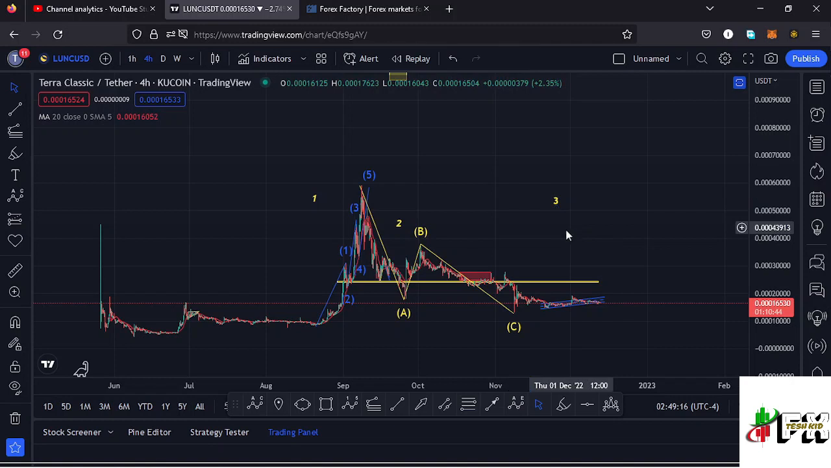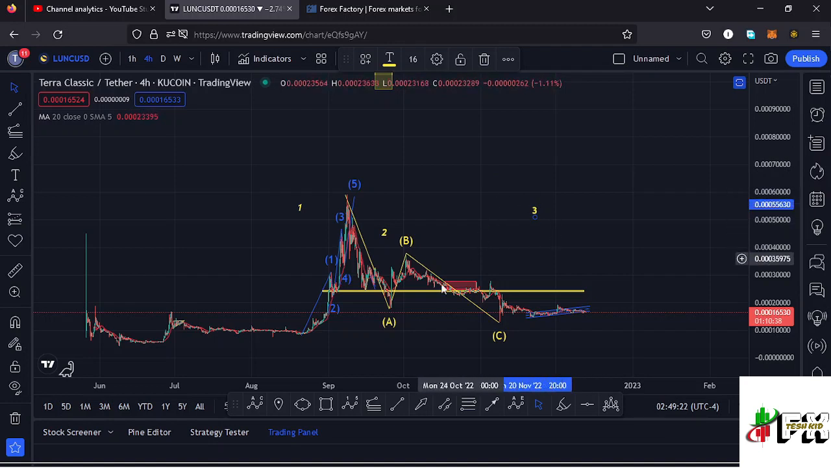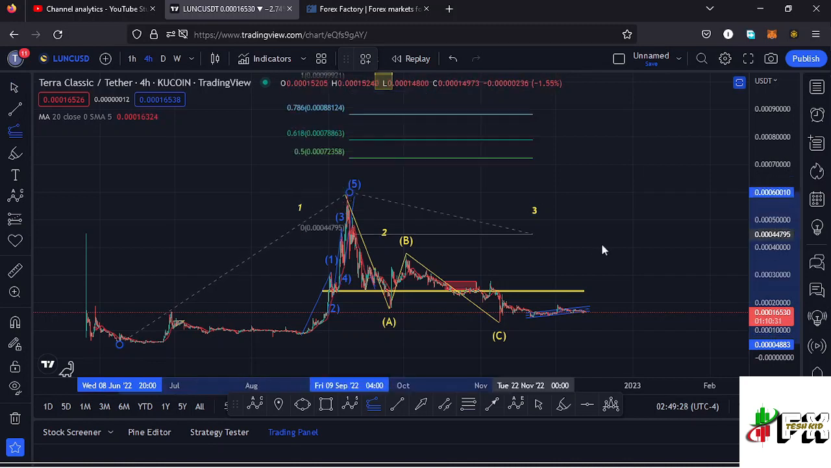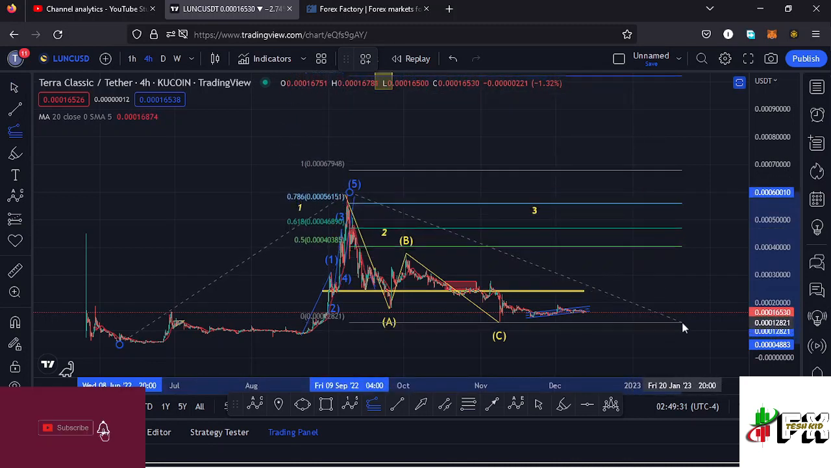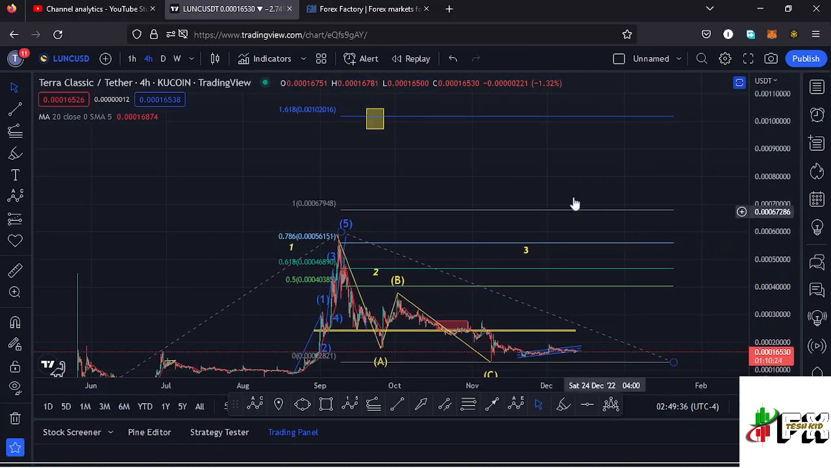That is my primary scenario and also my long-term scenario here on the Lunc chart. Sketching out a minimum target area to the upside in the formation of this wave 3, using a trend-based Fibonacci, connecting it from the low of the first wave down there to the high of the wave 1, then dragging the fibs to the low of the second wave.